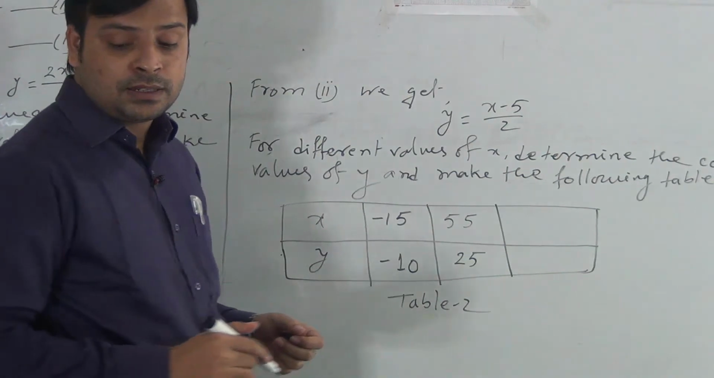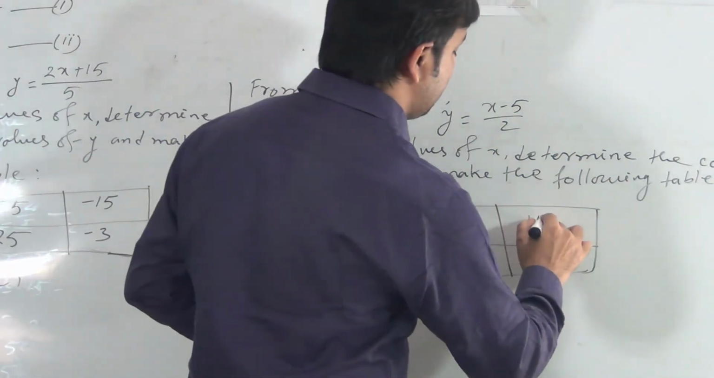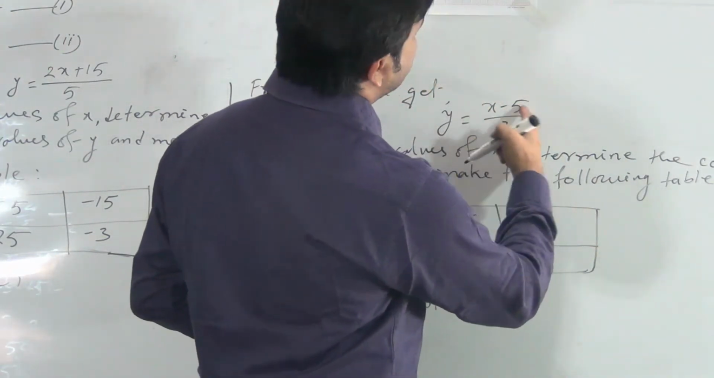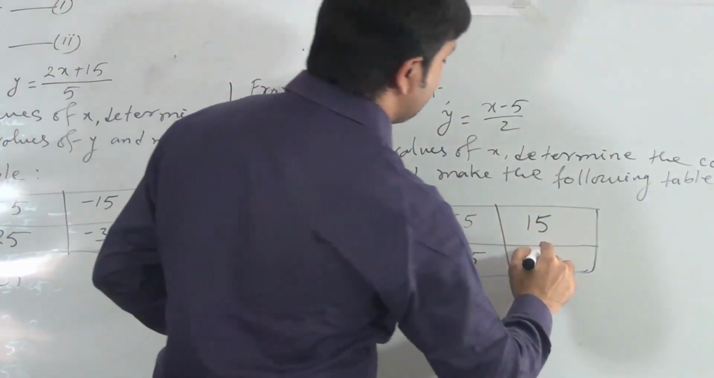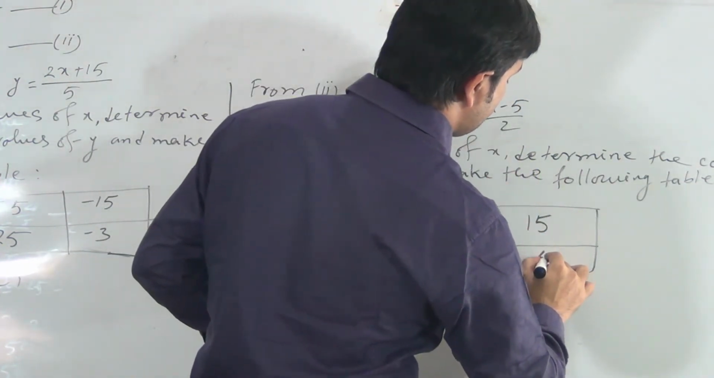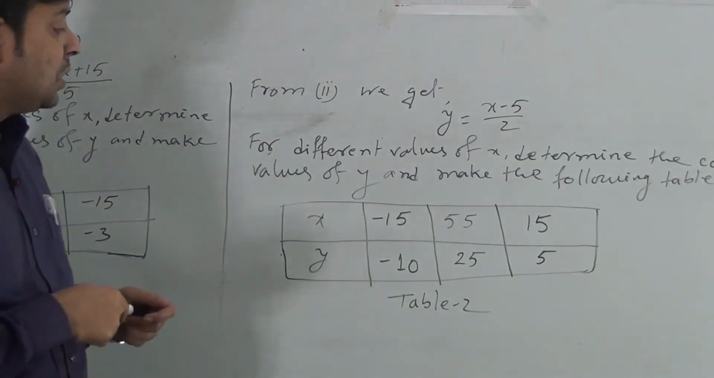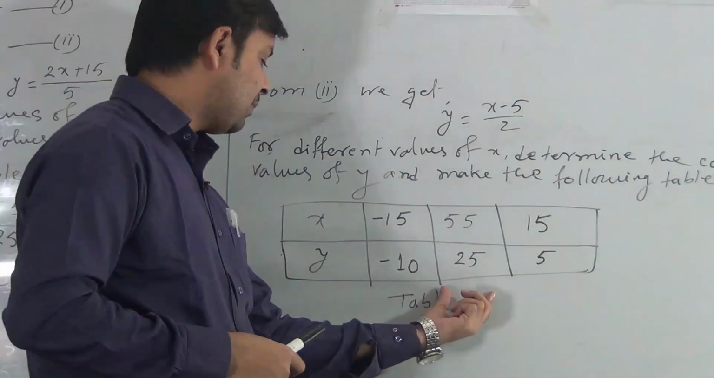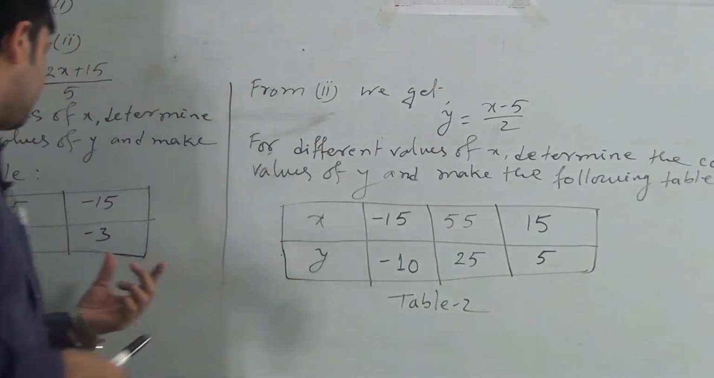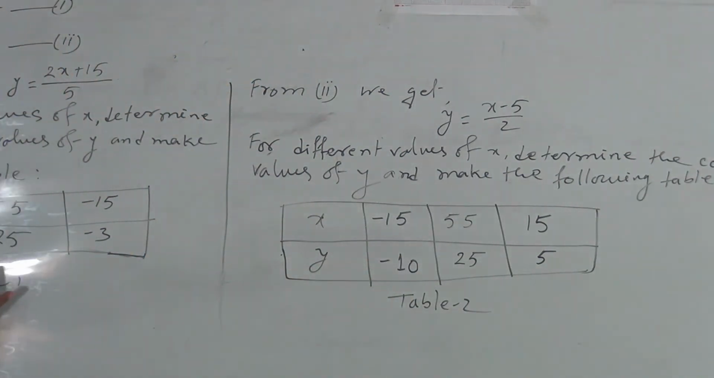Now consider plus 15 again. If we consider plus 15, this will be 15 minus 5, which means 10 by 2. 10 by 2 means 5. So we have obtained 3 points from table 2 and 3 points from table 1.